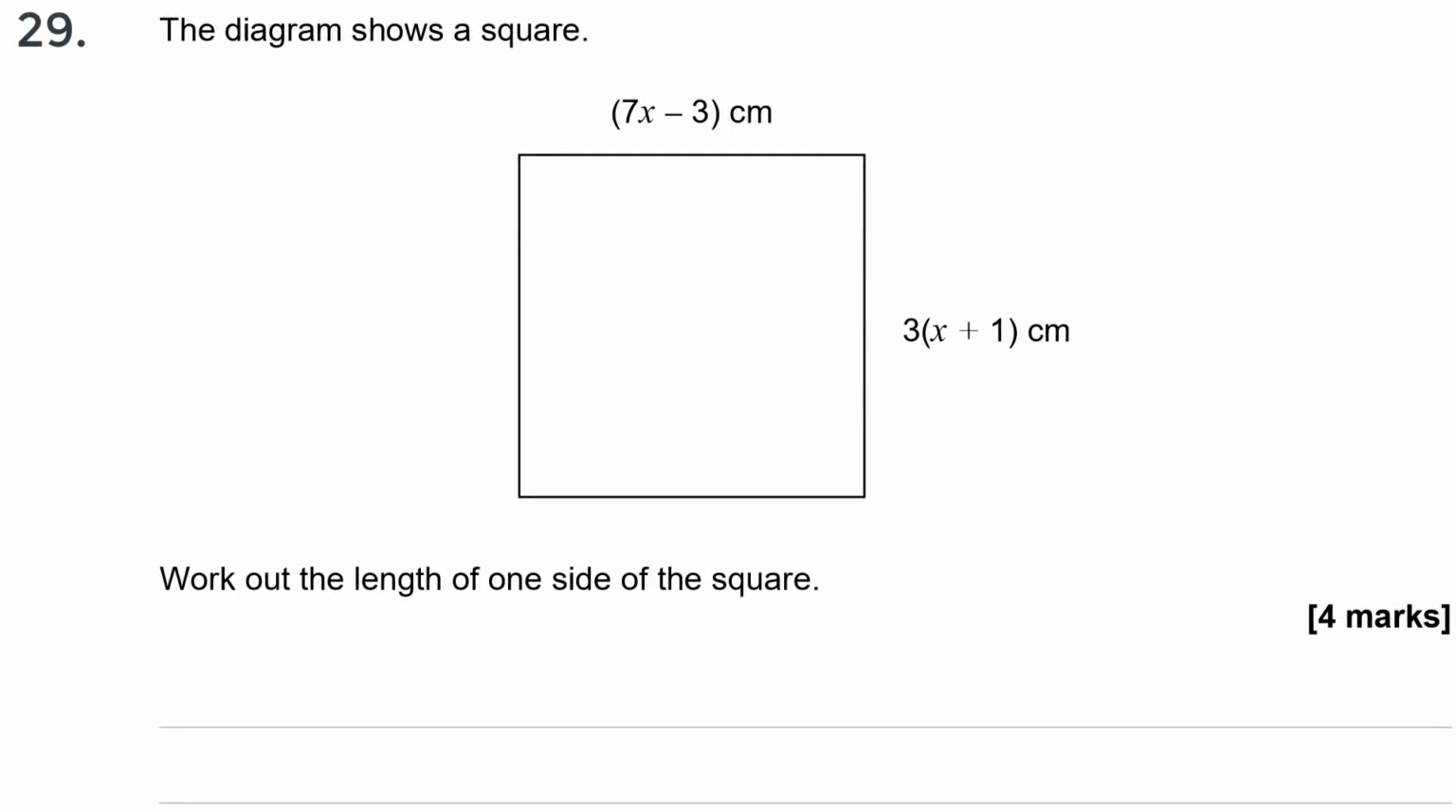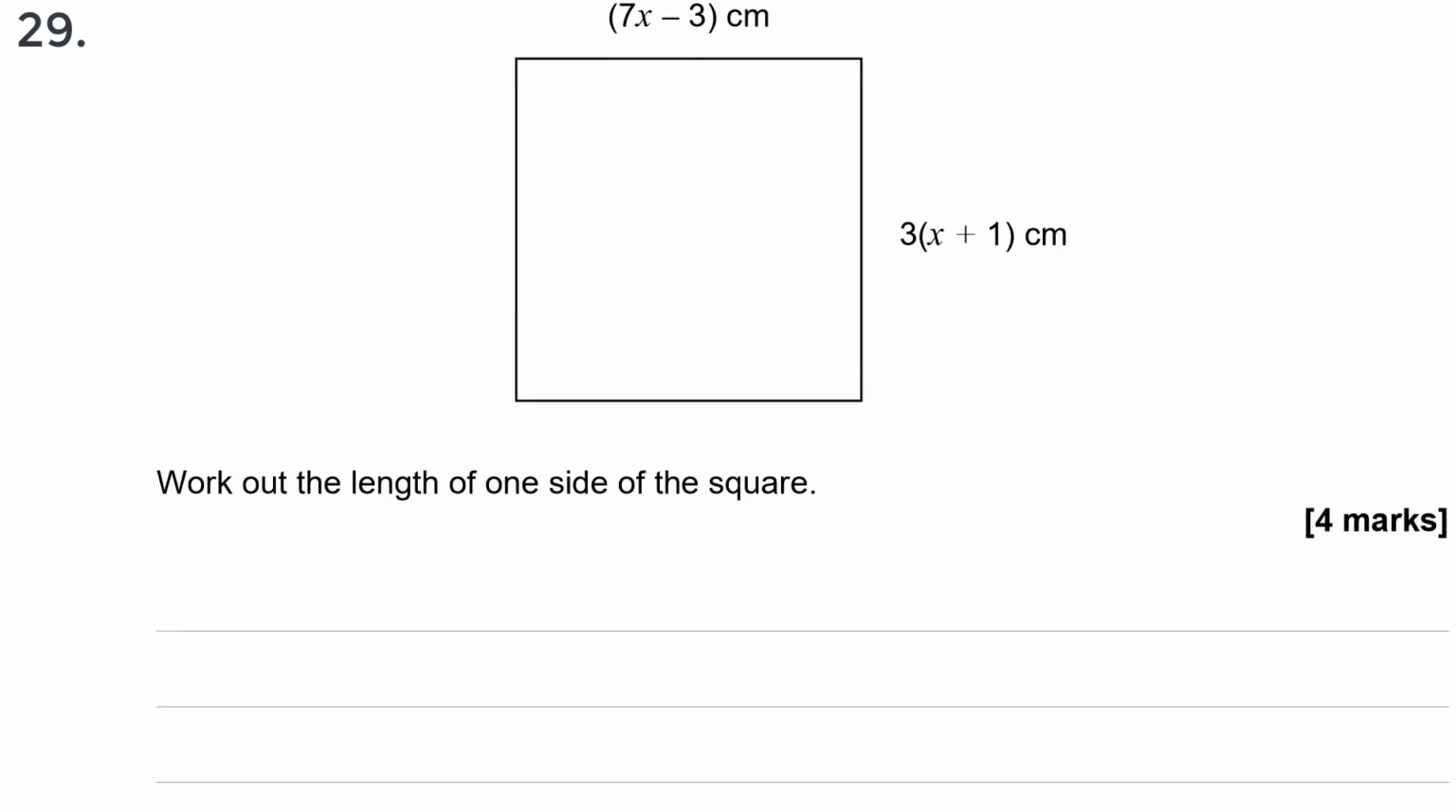This shows a square whose sides have been given algebraically, and we need to work out the length of one side of the square. Now these questions that mix geometry and algebra are becoming more and more common, so expect to have one a bit like this in your exam. So we know it's a square, so those two sides should be equal to each other.